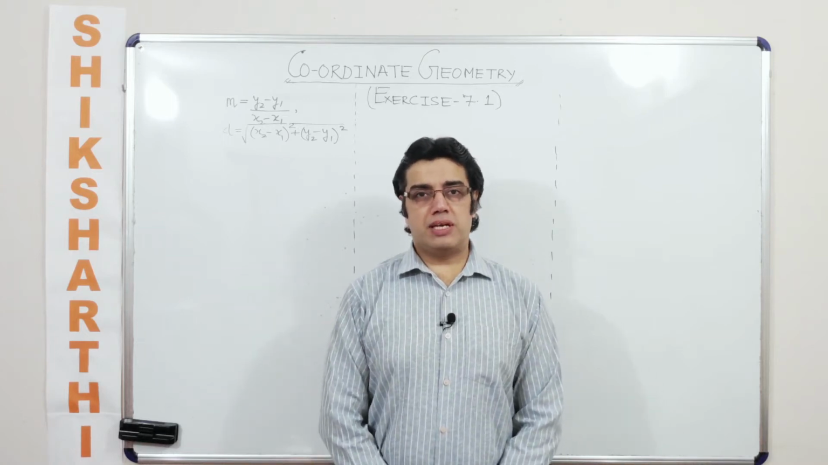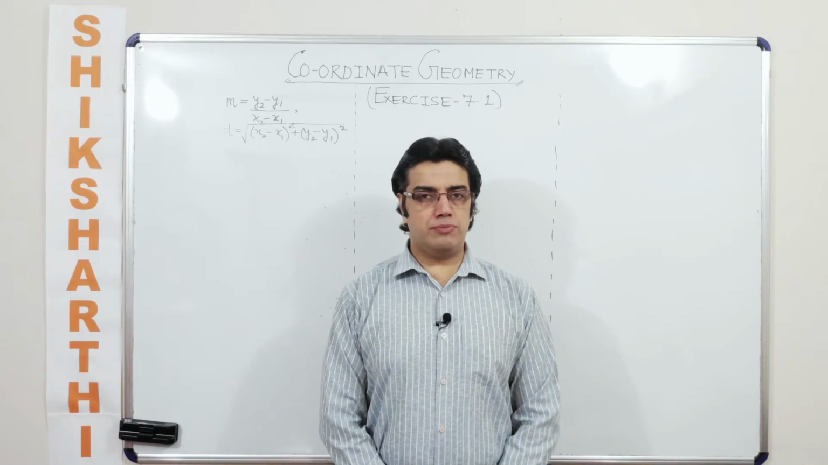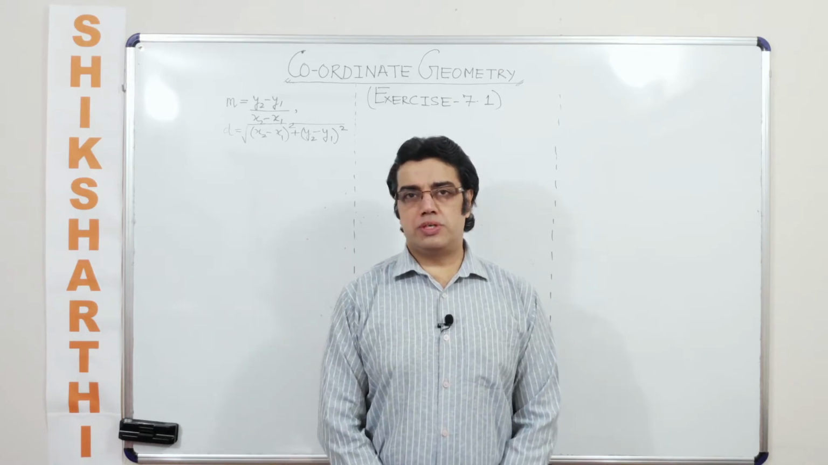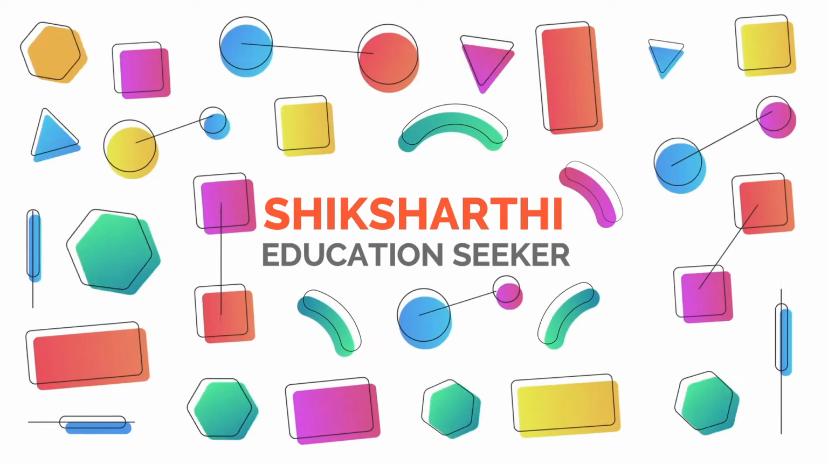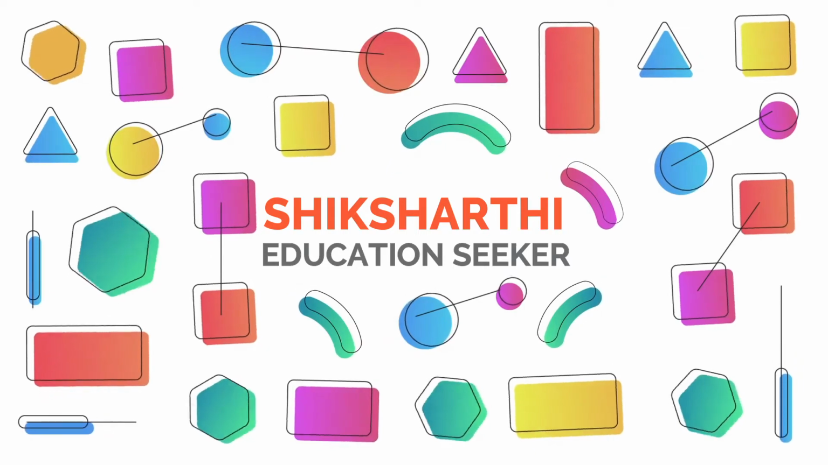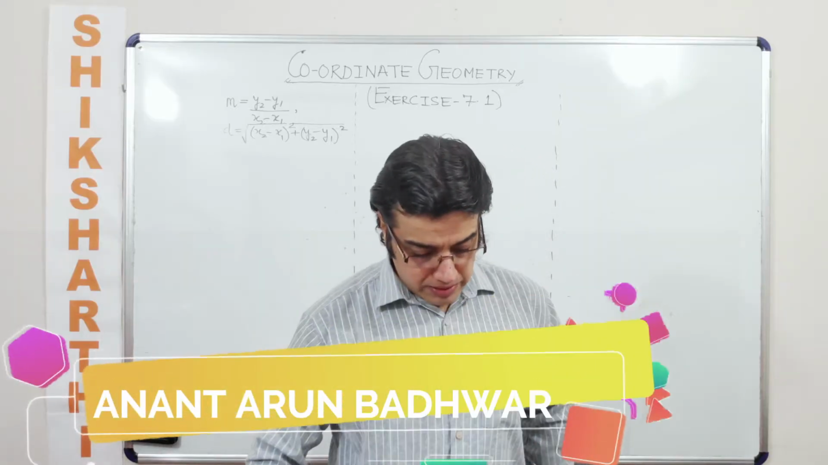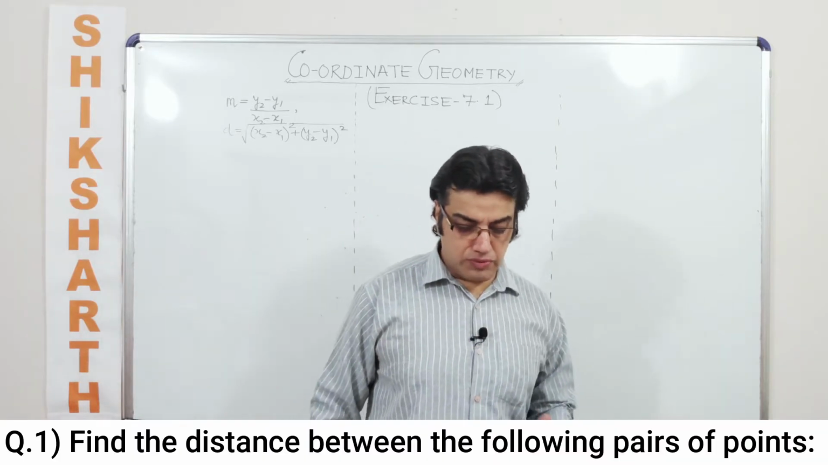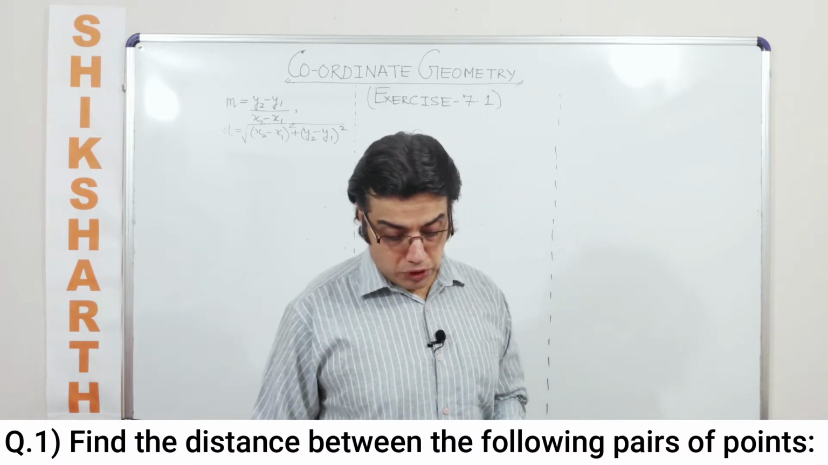In this video, we shall be solving questions of exercise 7.1 on coordinate geometry. So let's start. Talking about question number 1, it asks us to find the distance between the following pairs of points.